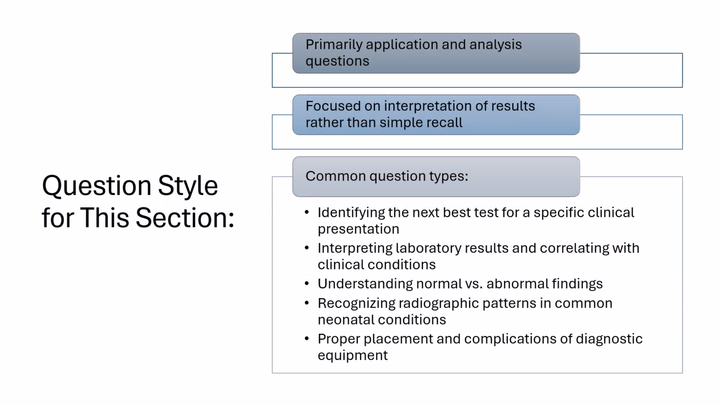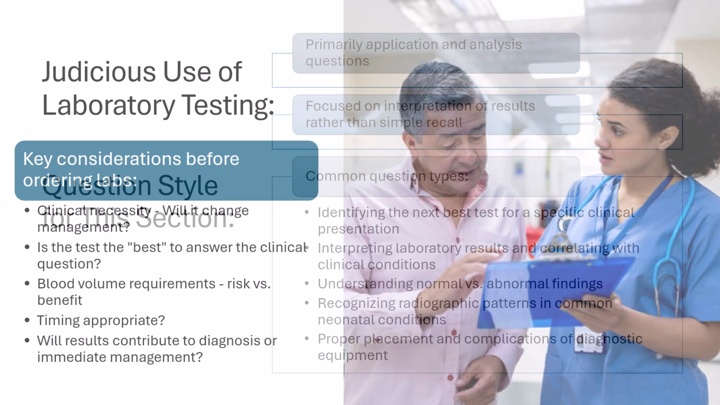Before we dive in, let's talk about how this material appears on the exam. The certification test isn't looking for simple recall. Instead, you'll see application and analysis questions that require you to interpret results and connect them to clinical scenarios. Common question types include identifying the next best test for a clinical presentation, interpreting lab results, distinguishing normal from abnormal findings, recognizing radiographic patterns, and understanding proper equipment placement. Questions often present a scenario and ask, what do these findings suggest? Or, what is the next appropriate action?